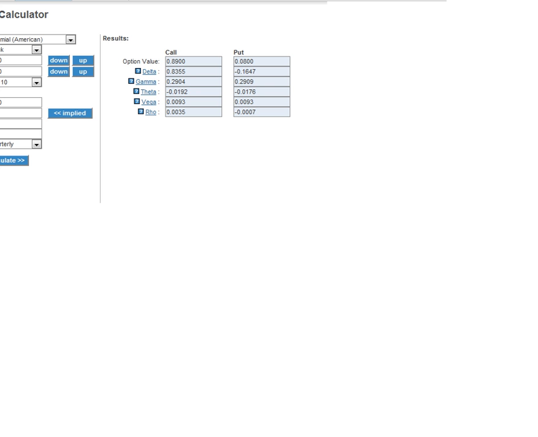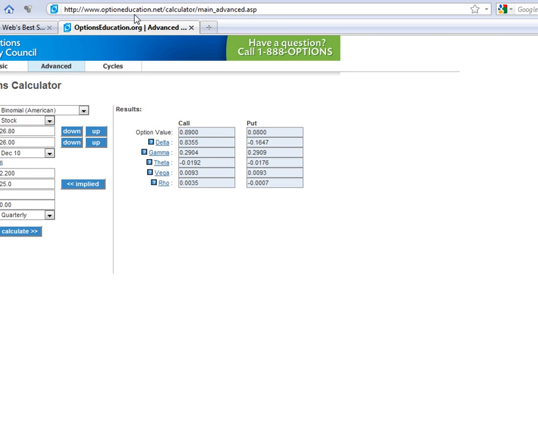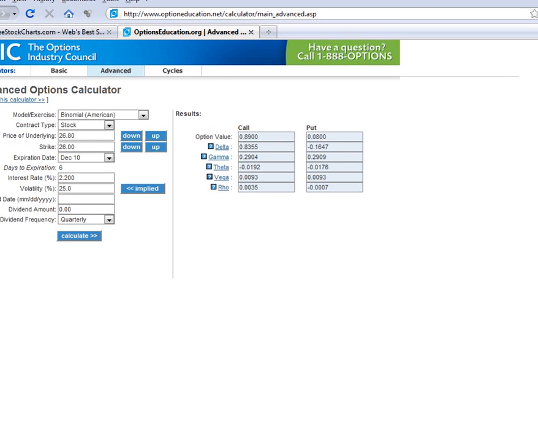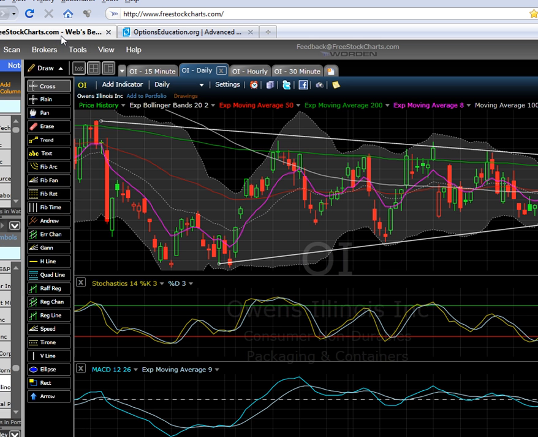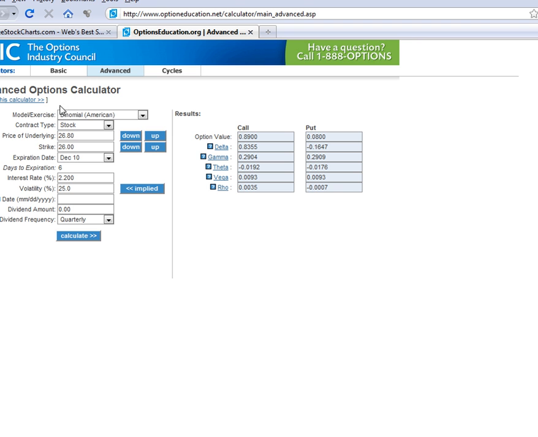So the first thing I do is go to optionseducation.net/calculator/main_advanced.asp. That's the calculator I typically use. I input the value at the time, which was $26.80. I then input the strike that I would be looking at, which in this case is the 26. I look at the option value that was trading at around 89 cents at that particular moment in time. Actually, it's using today's figures, but let's go with it.